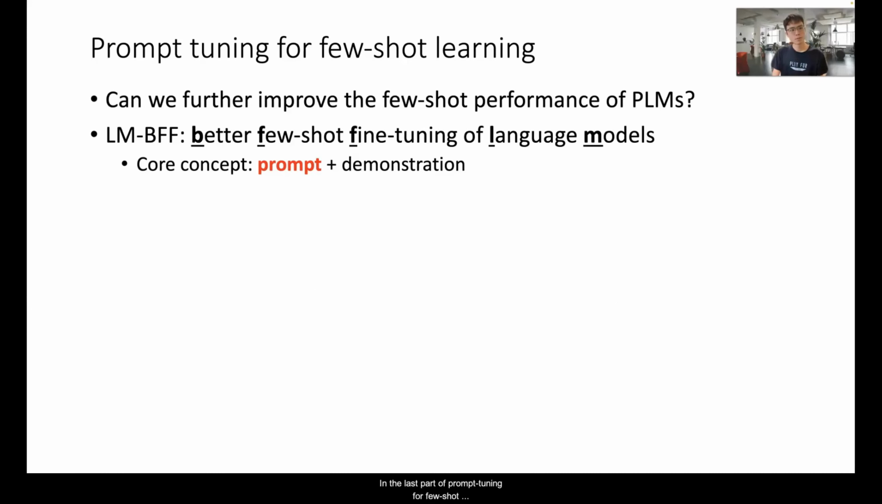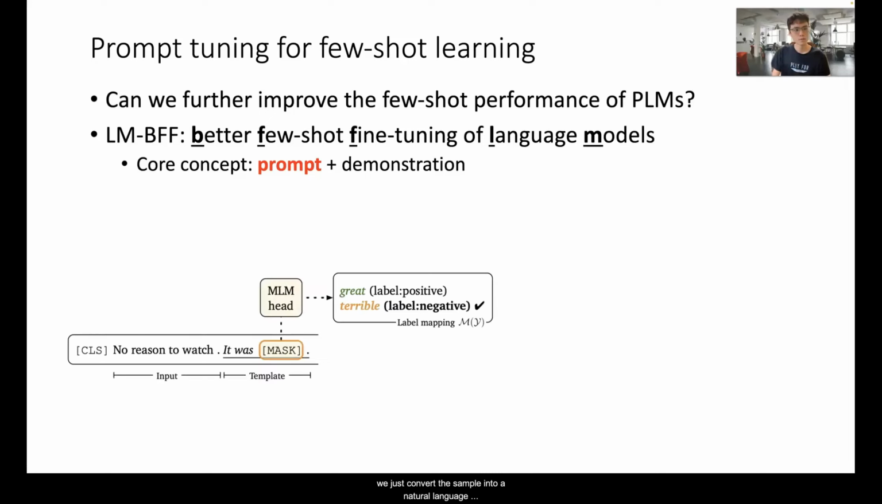In the last part of prompt tuning for few-shot learning, I will introduce a simple method to boost the performance of prompt tuning called LM-BFF. LM-BFF aims to give better few-shot performance using a pre-trained language model. In standard prompt tuning, we just convert the sample into a natural language prompt that contains a mask token, and use the masked language model to predict the missing word and use the verbalizer to get the class prediction.